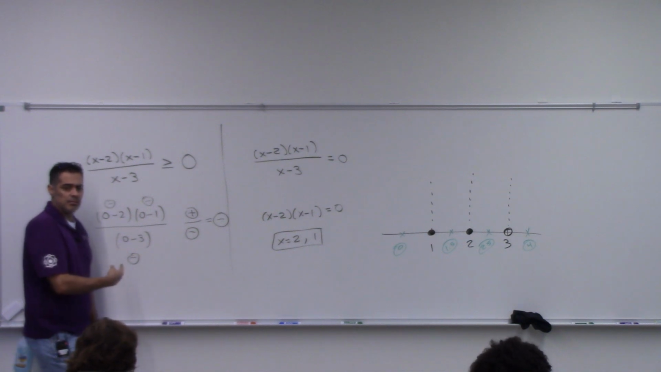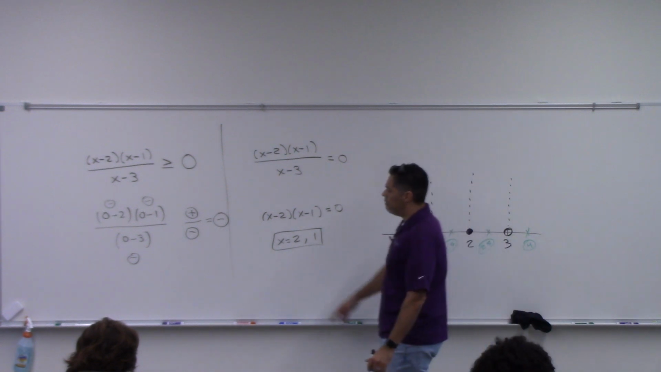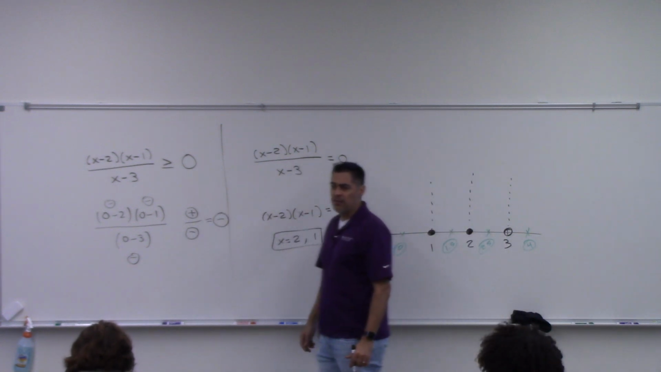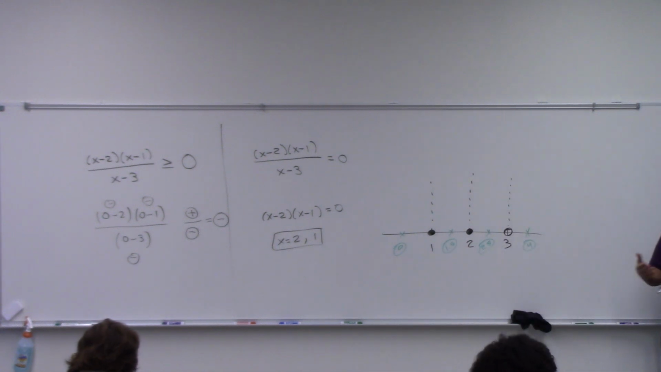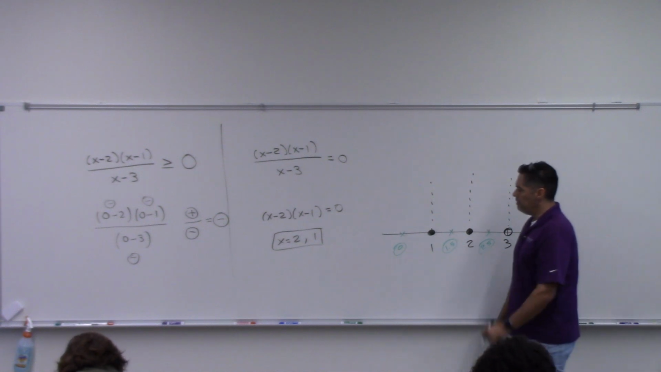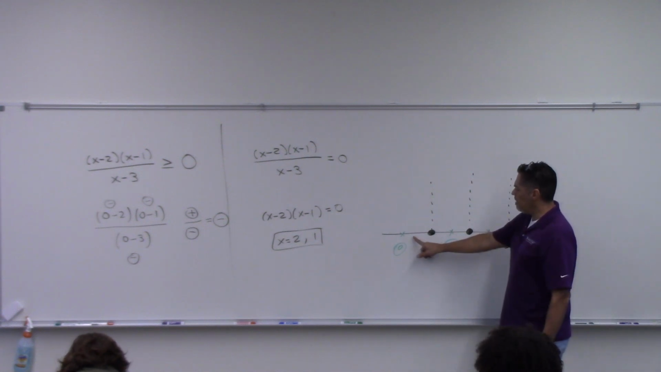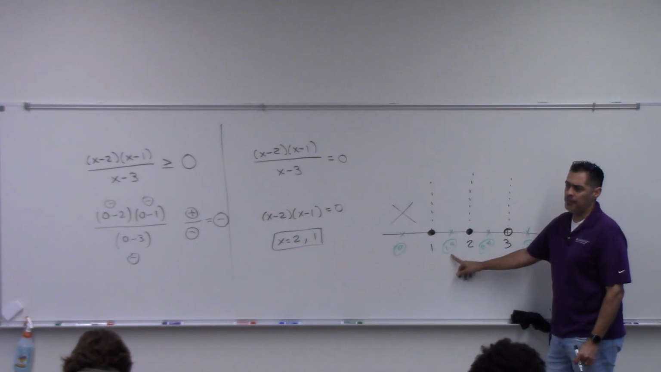Questions on that? Negative divided by negative would be positive. So if the two signs are opposite, it's negative. If they're the same, it's positive. Negative over negative is positive. Positive over positive is positive. So does anything in this region work? No. Nothing here works.